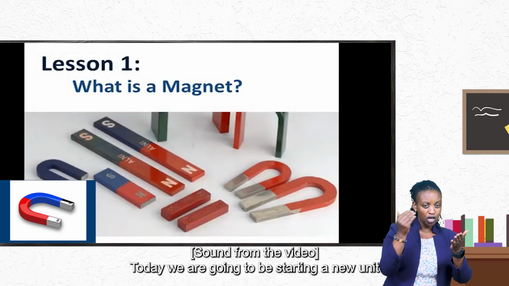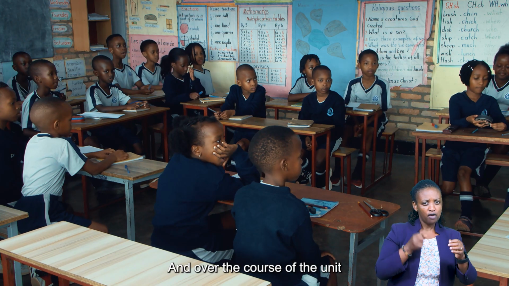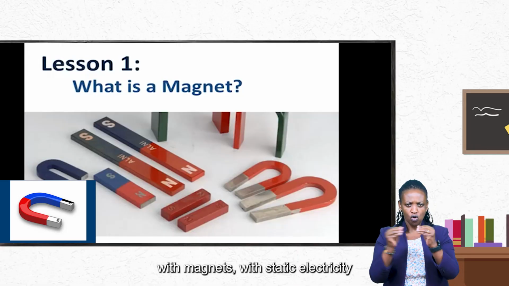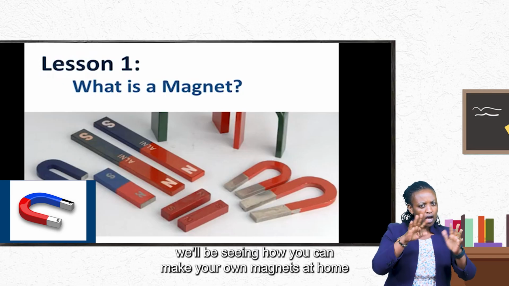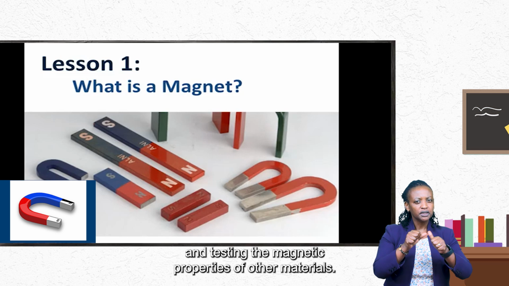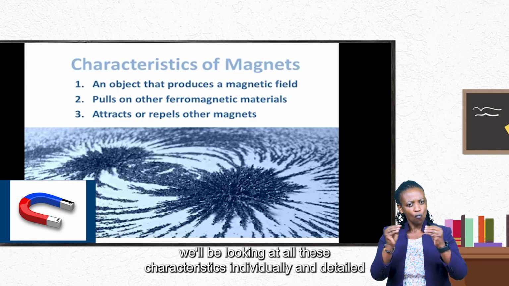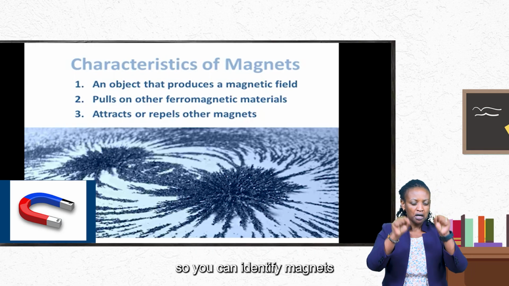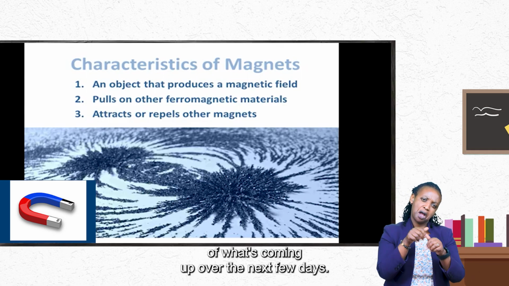Today we're going to be starting a new unit on magnetism and static electricity. And over the course of the unit, we'll do a lot of really cool demonstrations and activities with magnets and static electricity. We'll be looking at some properties of magnets. You'll be seeing how you can make your own magnets at home and testing the magnetic properties of other materials. Over the next few lessons, we'll be looking at all these characteristics individually in detail, but today I just want to give you a little bit of an overview so you can identify magnets and so that you'll have a better idea of what's coming up over the next few days.